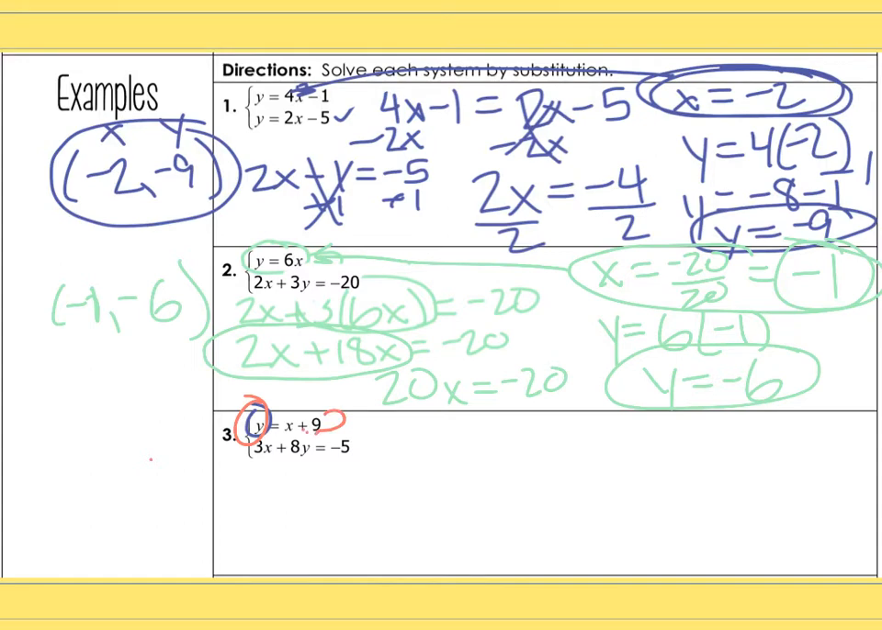That means I can take x plus 9 and plug it in for y here. So I have 3x plus 8 times x plus 9 equals negative 5.